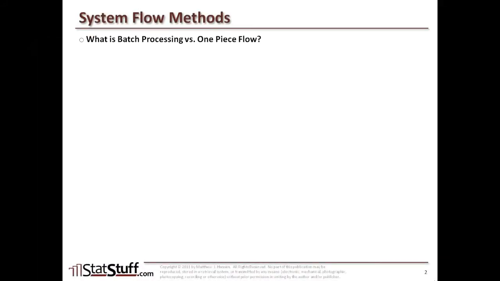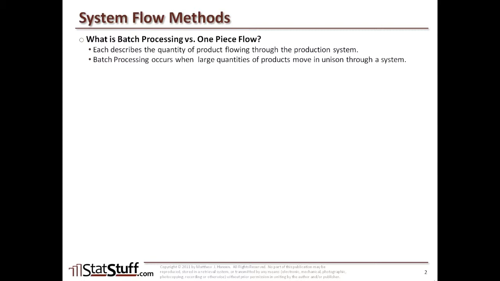So what is batch processing and what is one-piece flow? Well, each of those terms describe the quantity of product that's flowing through the system itself. Batch processing occurs when there's a large quantity or group of products moving in unison through a system. Whereas one-piece flow describes a process where there's just one product or one thing moving individually through the system, one at a time, rather than grouped together and bundled as a batch.